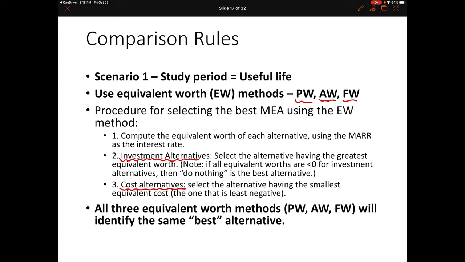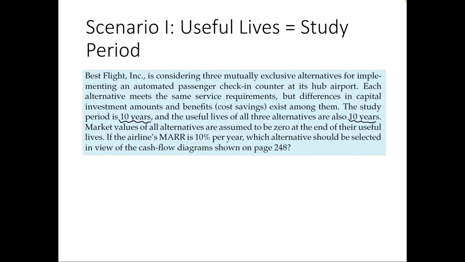If it's cost alternatives, which means your cash flows are all negative numbers, then you will find the least negative present worth or future worth or annual worth. That will be your better solution. But you don't need to calculate all the PW, AW, and FW at the same time. You just choose one, and any one of them will give you the same answer. For me, I usually use the present worth. That's just a personal preference. You can also use annual worth or future worth to compare.